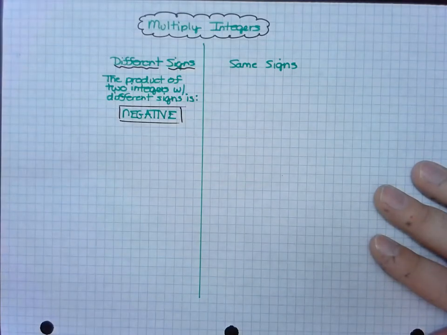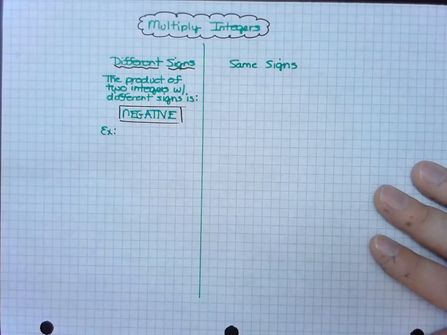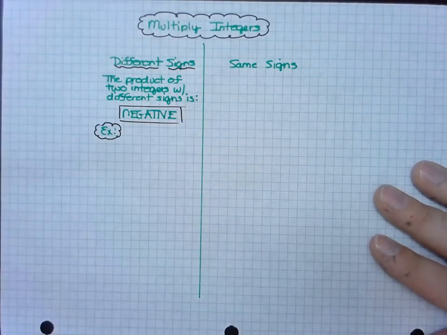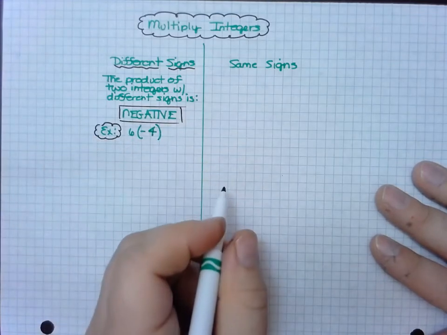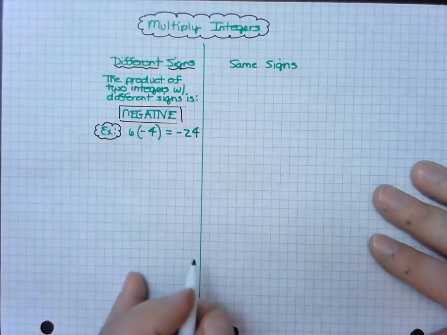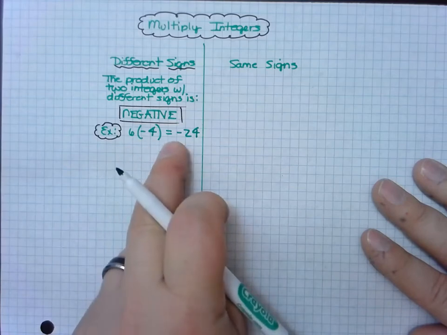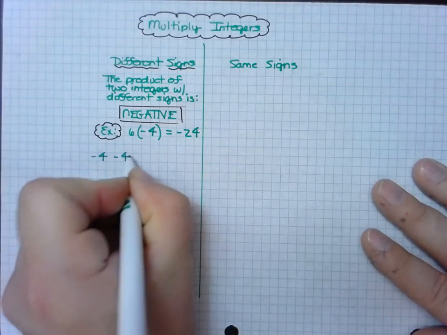So for example, if I have 6 times -4, that will give me a -24. Again, think about it in this way. We have 6 -4s, so I could actually show 6 -4s.